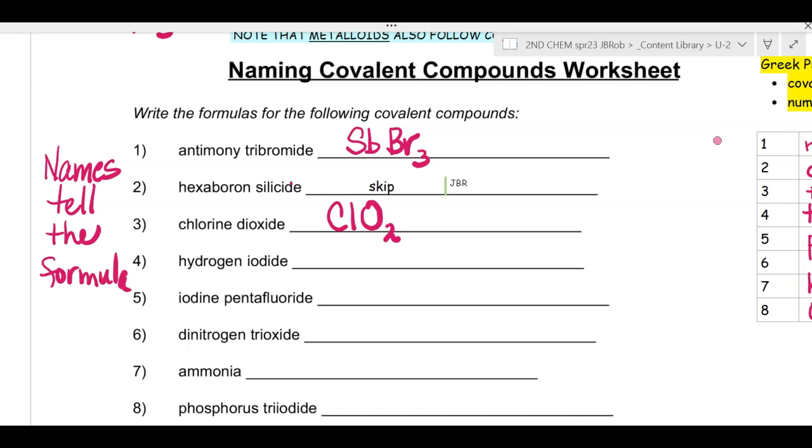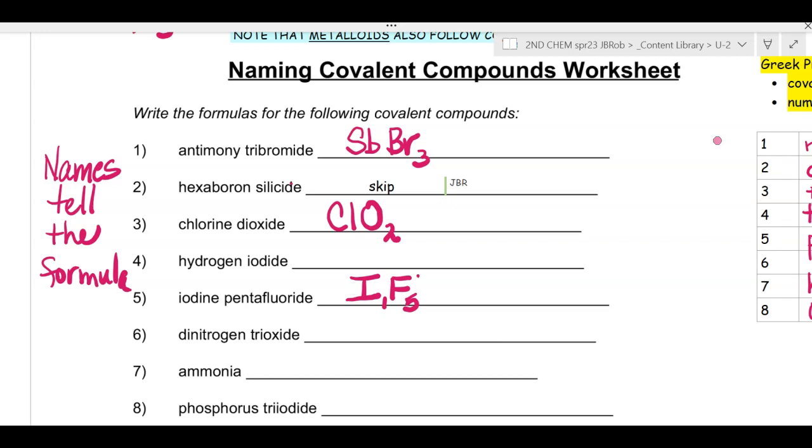Hydrogen iodide, I'm going to let you do that one. Iodine pentafluoride. So we have I and F, for fluorine. Fluorine is F. So pentafluoride means 5, and if there's nothing in front of the iodine, it means there's just 1.